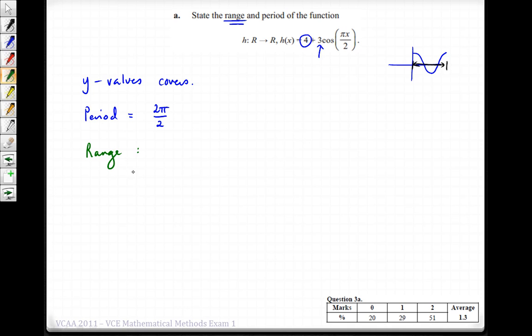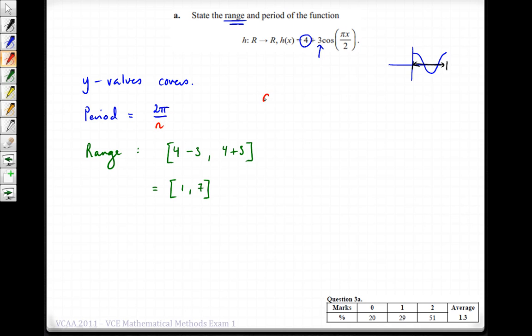is just given by, so we can go from 4 minus 3 inclusive all the way up to 4 plus 3 inclusive, which is equal to 1 and 7. So that's our range. Now our period is 2 pi on n. Oops, so what am I doing there? That's 2 pi on n, sorry.